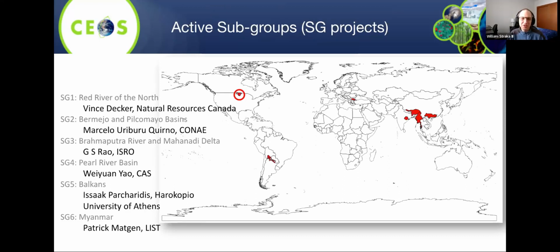There are many different subgroups within the CEOS Working Group for Disasters Flood Pilot Project. There's the Red River in the north in the United States, led by Vince Decker. Then in Argentina, led by Marcelo Cone, as well as several in the Asia-Oceania region, from the Pearl River in China, and of course, flood regions in India, and flooding in the Myanmar region. We also do have a project in the Balkans, exploring the data there.